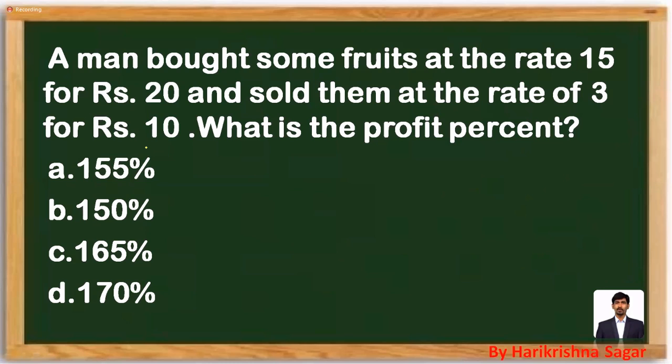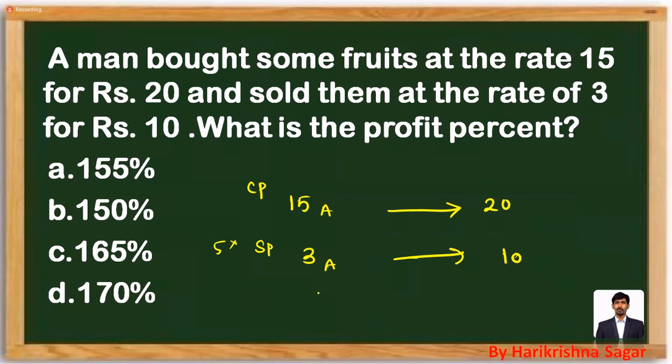A man bought some fruits at the rate of 15 for 20. So 15 at the rate of 20. He sold 3 at the rate of 10. So 15 purchased, that means cost price. 3 sold, that means selling price. To make it equal, what is the multiplier? You can multiply with 5 so that you can say 15 articles selling price will be equal to 50.